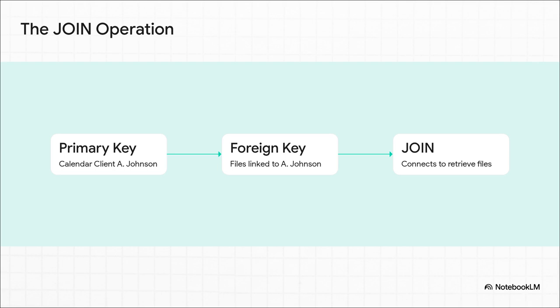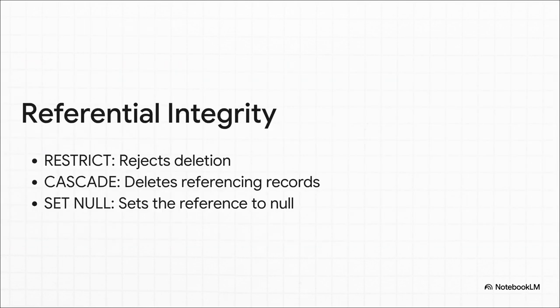Johnson. Step 3, when the attorney sits down at their desk, the database executes a join operation. It basically acts as a bridge, retrieving both the appointment details and the case documents, seamlessly assembling them for the user without ever having to duplicate the underlying data. Pretty cool, right?